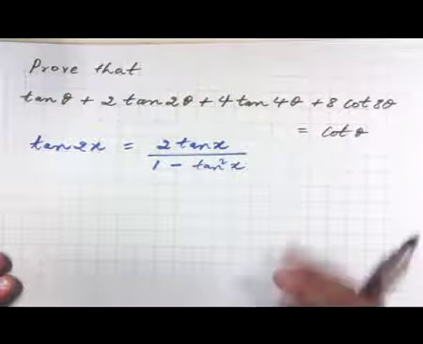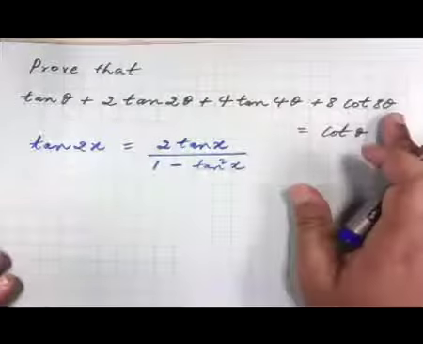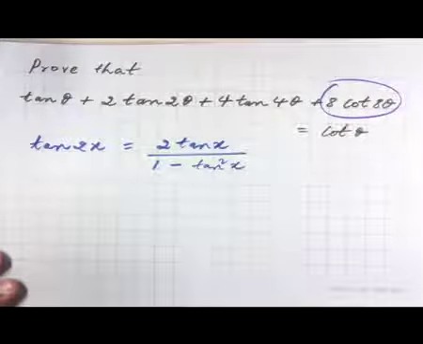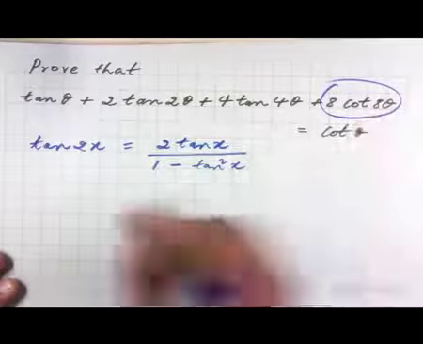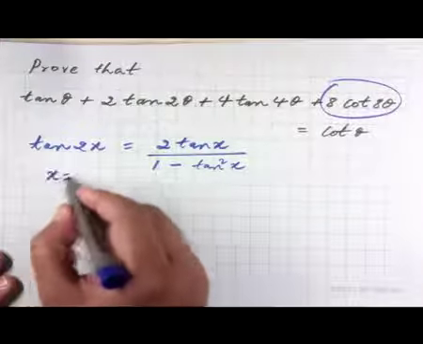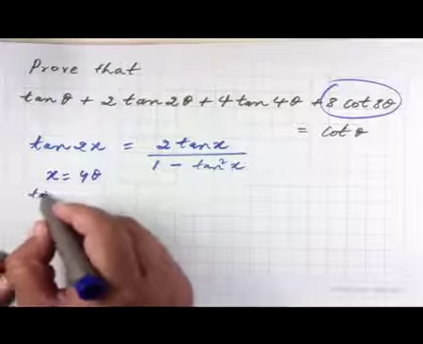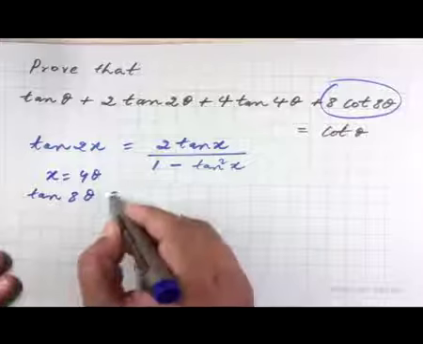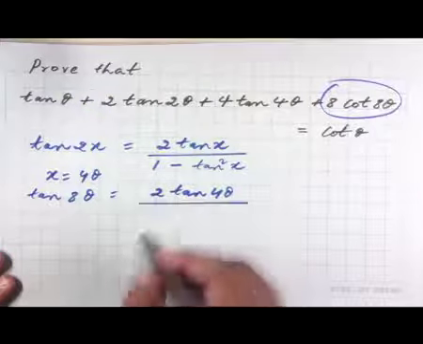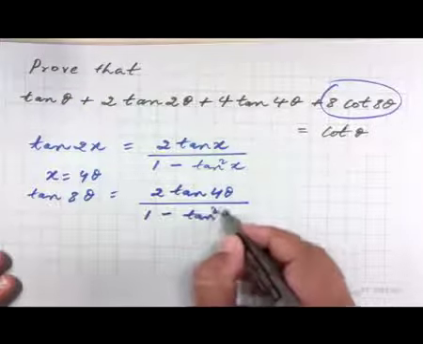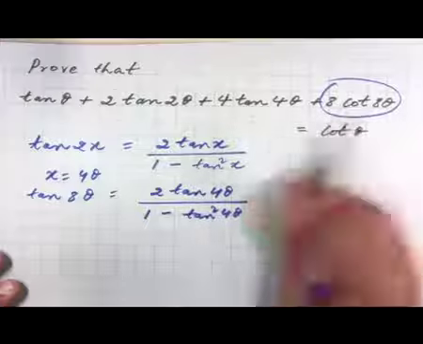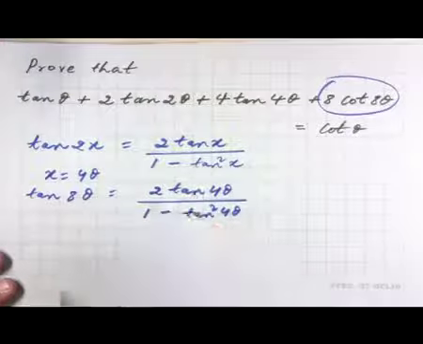Now, let us start with the left hand side. The last term in the left hand side is 8 times cotangent of 8 theta, which can be written as, so cotangent of 8 theta is 1 upon tan 8 theta. So, taking x to be equal to 4 theta, we have tan of 8 theta equals 2 tan of 4 theta upon 1 minus tan square 4 theta. So, to get this term we need to invert this expression.